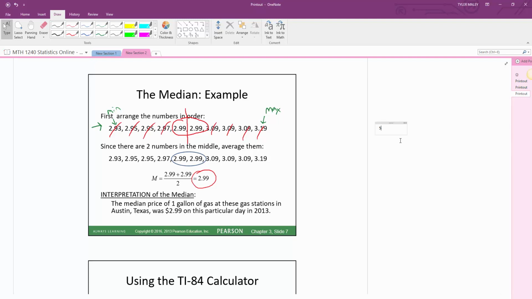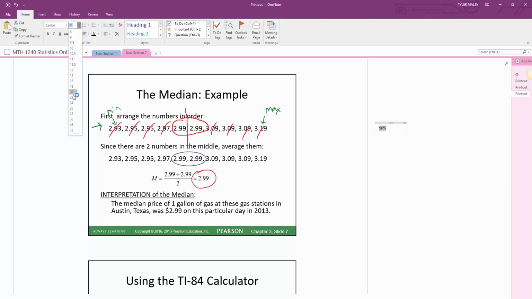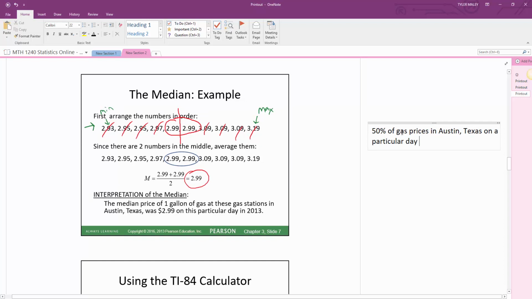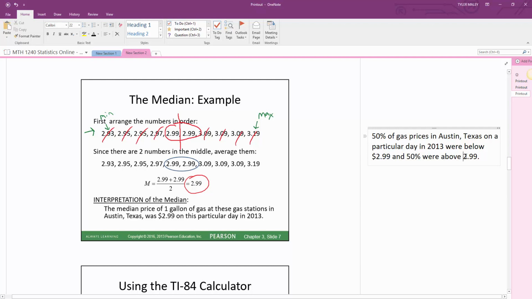I might say something like that 50%, so let me make this larger for you. So we could say 50% of gas prices in Austin, Texas on a particular day in 2013 were below $2.99. And we could say, and 50% were above $2.99. So I think this just helps visualize this a little more, and gives a better interpretation of the meaning.